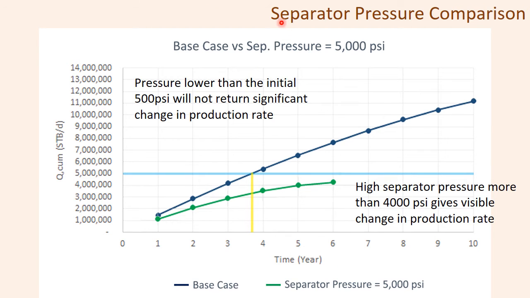On this graph, we are able to visually compare the cumulative production and conclude that our base case has a faster production than the higher separator pressure case.